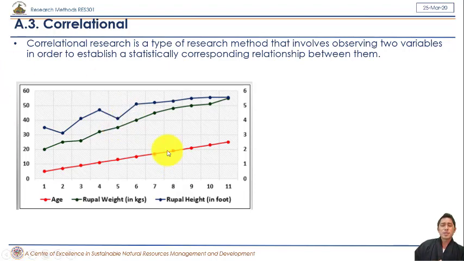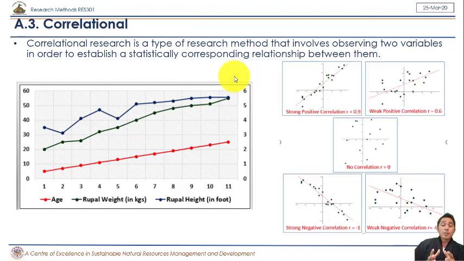And in this case, we see that there is a positive correlation, where when one variable increases, the other variable also increases. So that's a positive correlation. There can also be negative correlation. There can also be no correlation at all. So if they are strong, how strong? If there is weak, how weak? If there is negative, how negative?